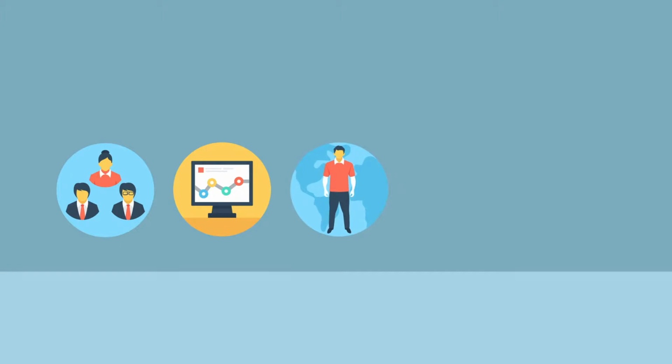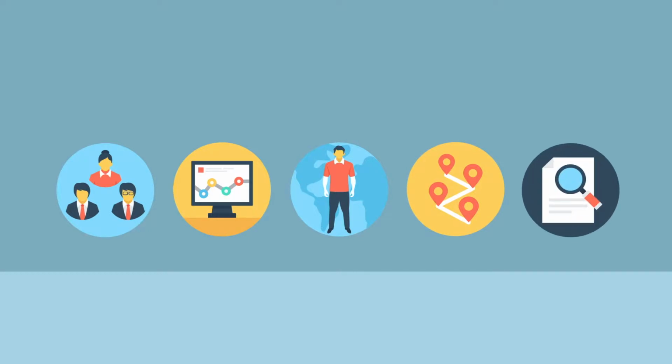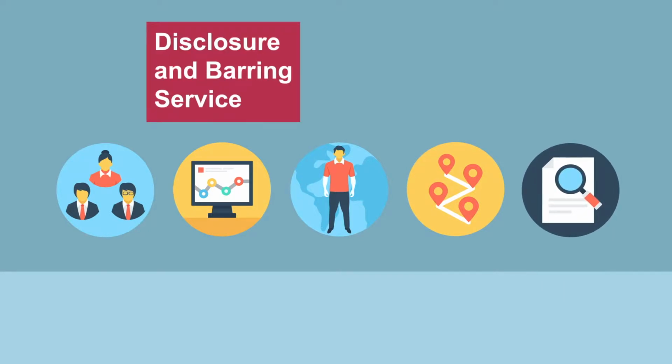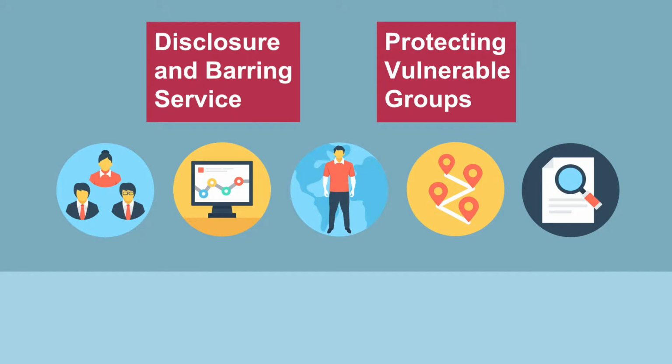STEM ambassadors come from a wide variety of backgrounds and geographical locations. They also have an enhanced DBS check, which is a PVG if you're in Scotland.